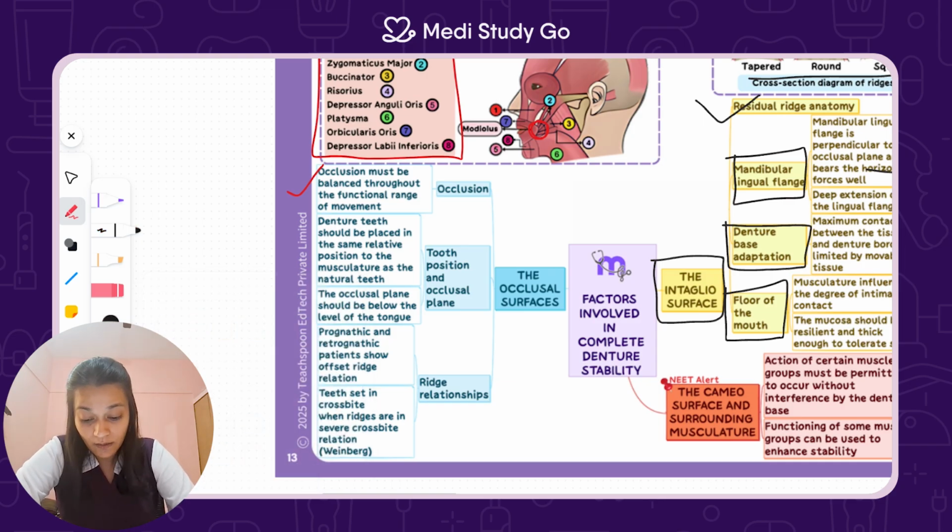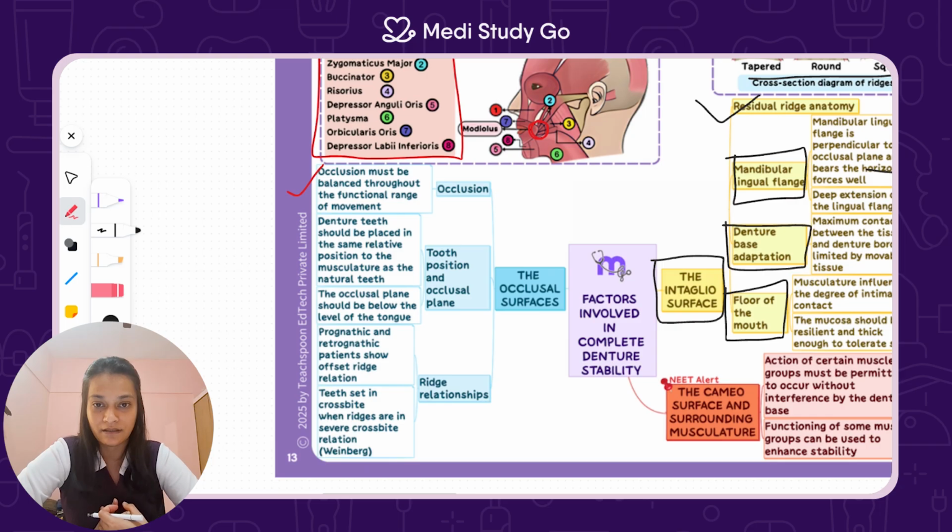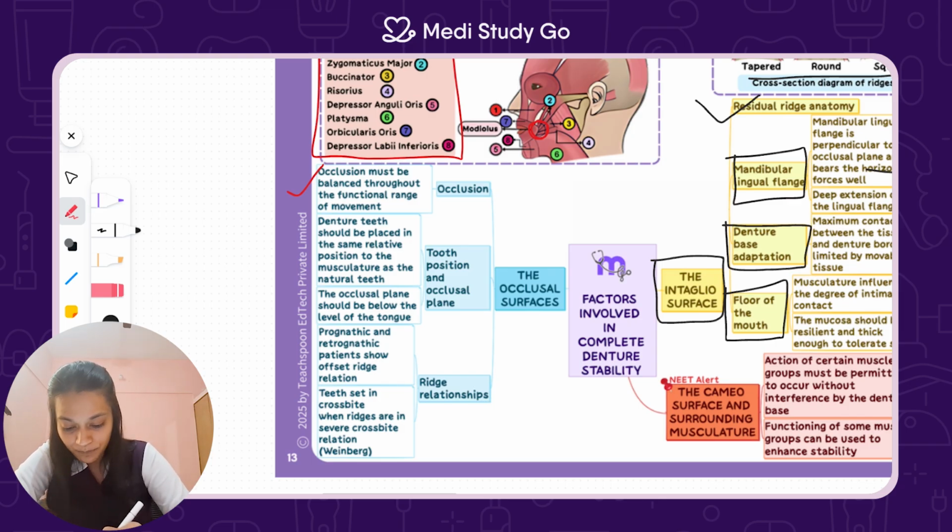Then we will talk about the tooth position and occlusal plane. They should be placed in a relative position similar to that of natural teeth. We actually are just trying to replace what was natural, and also we keep in mind that we try to replicate and give as much natural structure as is possible.